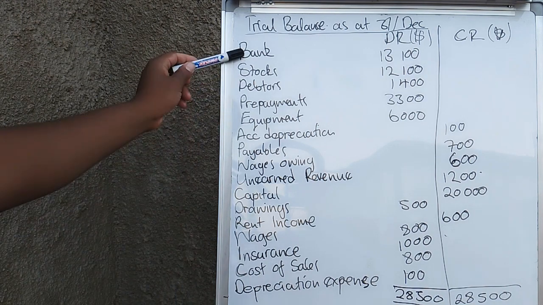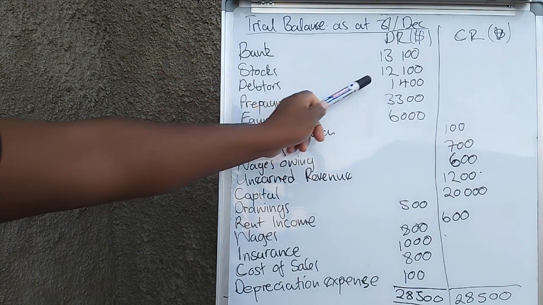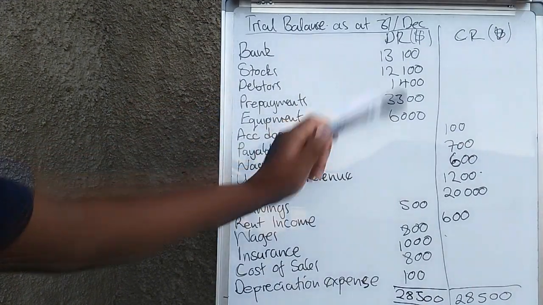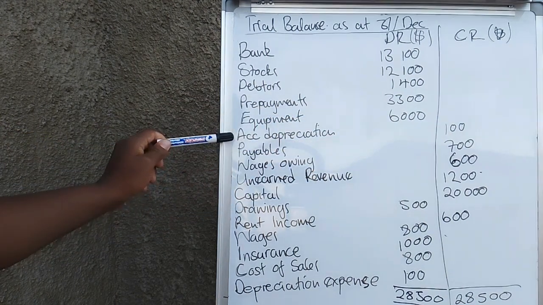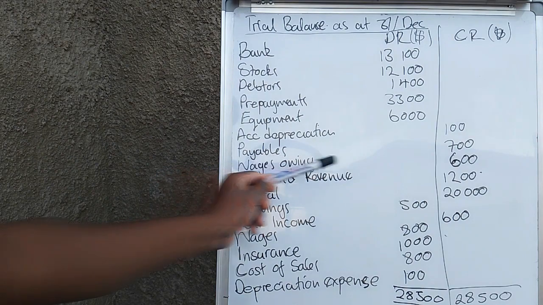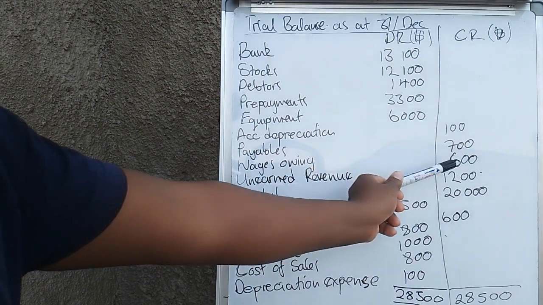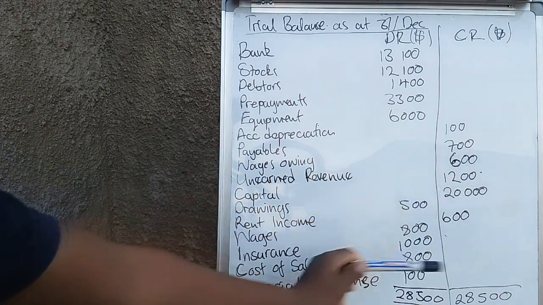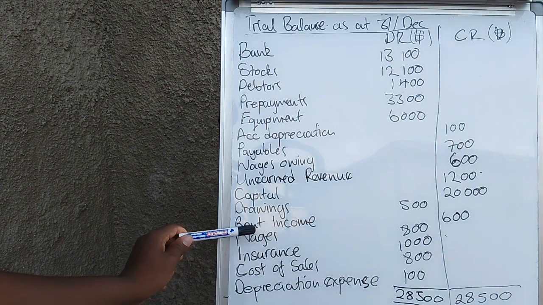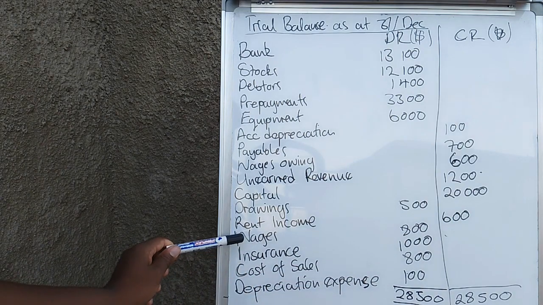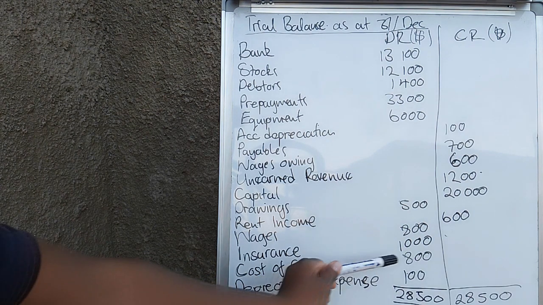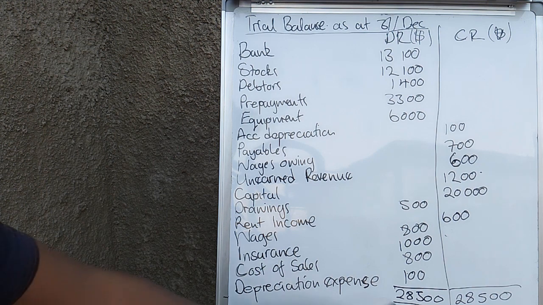We have bank 13,100, stocks 12,100, debtors 1,400, prepayments 3,300, equipment 6,000, accumulated depreciation 100, payables 700, wages owing 600, unearned revenue 1,200, capital 20,000, drawings 500, rent income 600, wages 800, insurance 1,000, cost of sales 800, depreciation expense 100. So this is the information that we have.